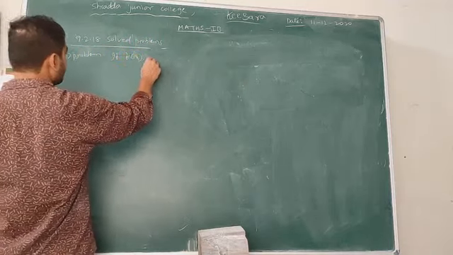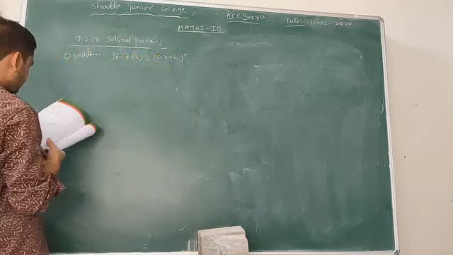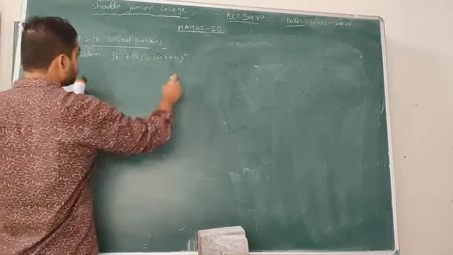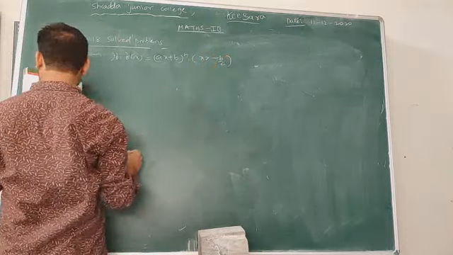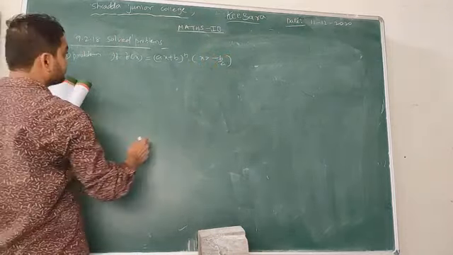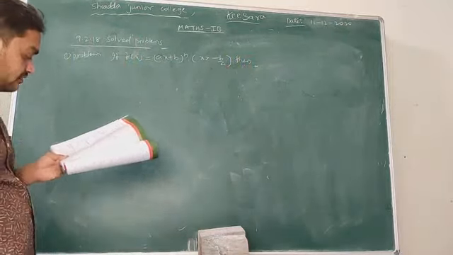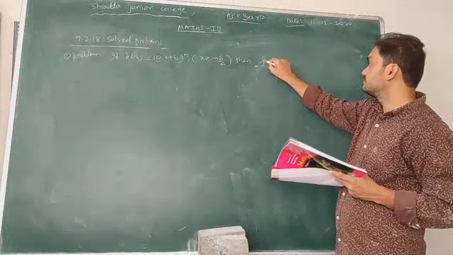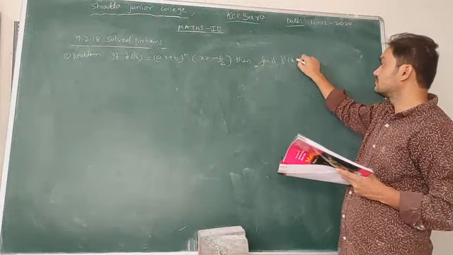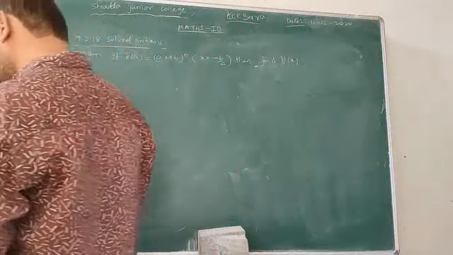f of x equals to ax plus b whole power n, x greater than minus b by a. Then find f dash of x.